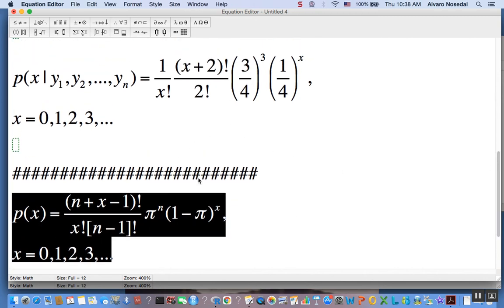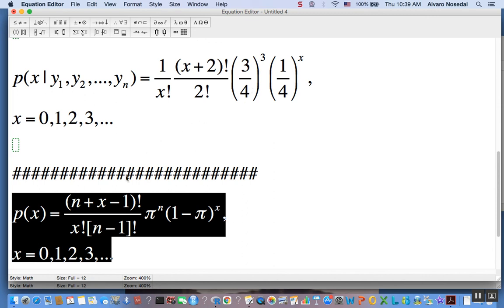Note that the sum of these guys equals 1. So we have that pi plus 1 minus pi is also equal to 1. In other words, the complement of 3/4 is 1/4, right? Here we have x, and here we have 3. So it seems that we have a negative binomial with parameters n equals 3 and probability of success 3/4.